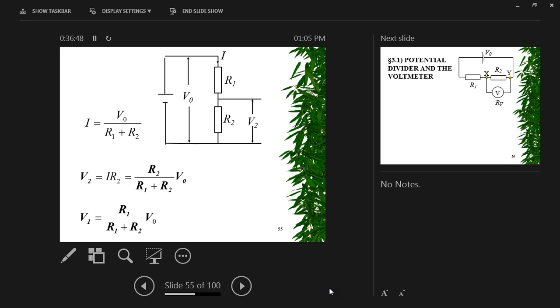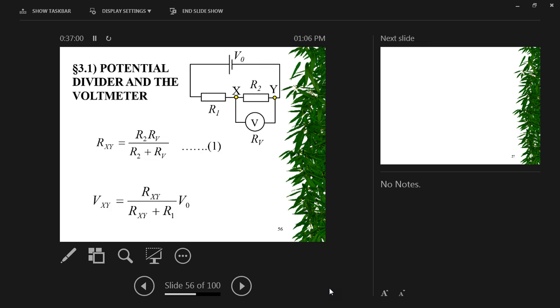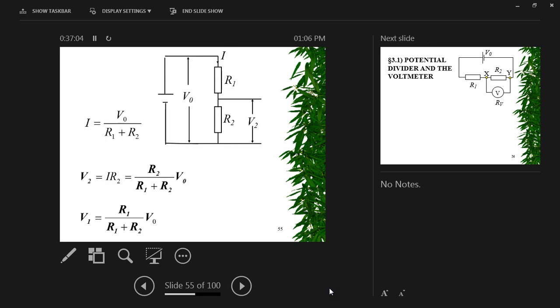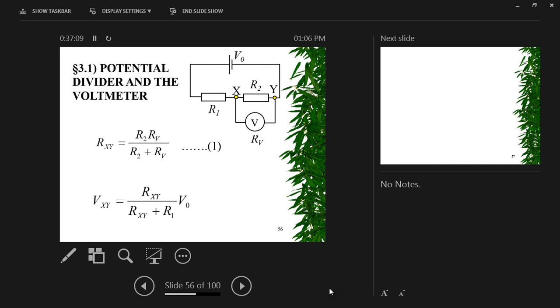Here V2 looks like R2 over R1 plus R2, times V0. This is what I expect it to look like when I connect my voltmeter. Right? Now, I'm going to connect a voltmeter that has a resistance RV, and it turns out my VXY doesn't look anything at all like this. It looks like a much more complicated monster. So I don't get the result that I expected.